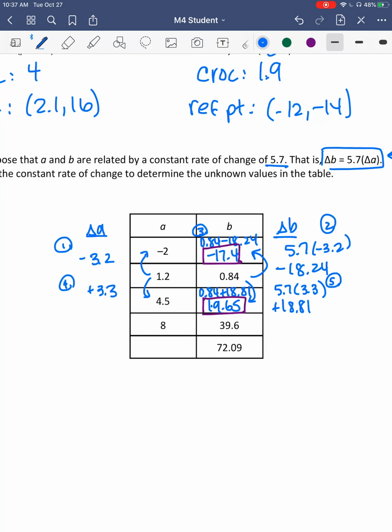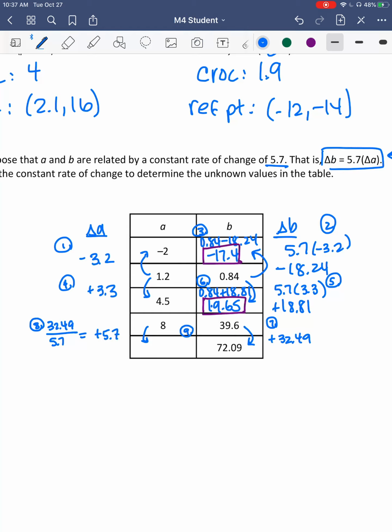And then on the last one, I'm going to use this bottom reference point just because it's closer. This last one is going to kind of go, by the way, that's step 6, in the opposite direction. So the first thing I need to do here is find my change in output. So 72.09 minus 39.6, and I'm going to get a positive 32.49. So my 8th step is now I need to find my change in input. Instead of multiplying by my crock, since we're working backwards, we are going to divide by my crock. And I am actually going to get 5.7 as my change in input.